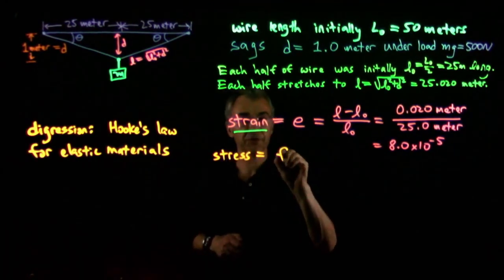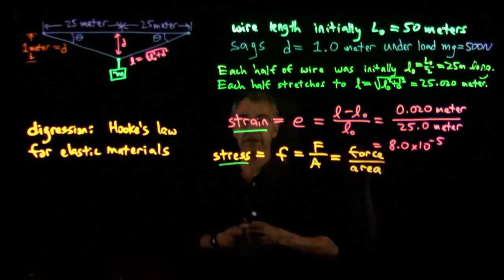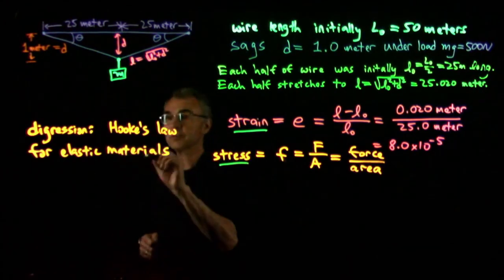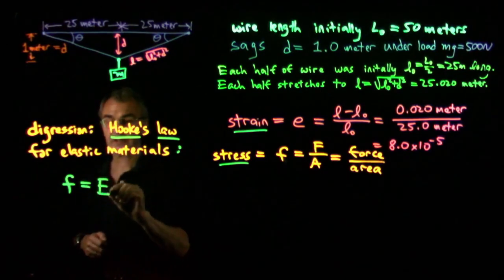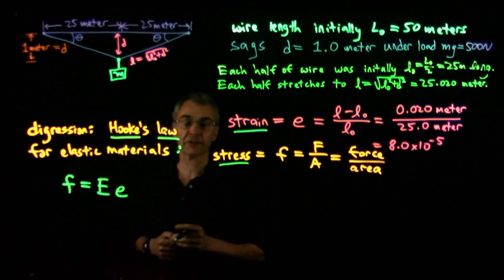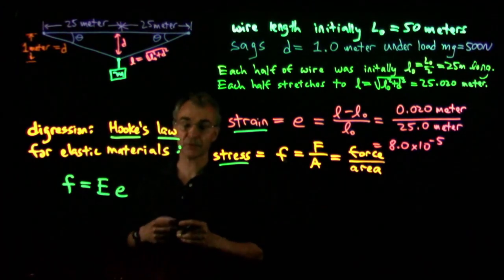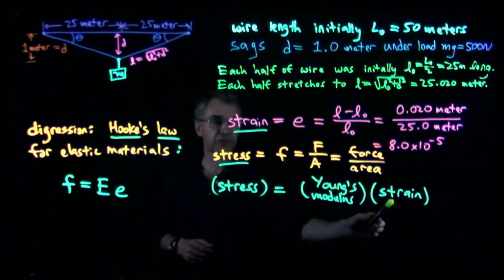Next, we define stress. And for that, we usually use lowercase f. And that is force per unit area. Now, Hooke's law for elastic materials says that the stress is the elastic modulus times the strain. And there are different types of elastic moduli, actually. So to be precise, we call this one Young's modulus. So stress equals Young's modulus times strain.